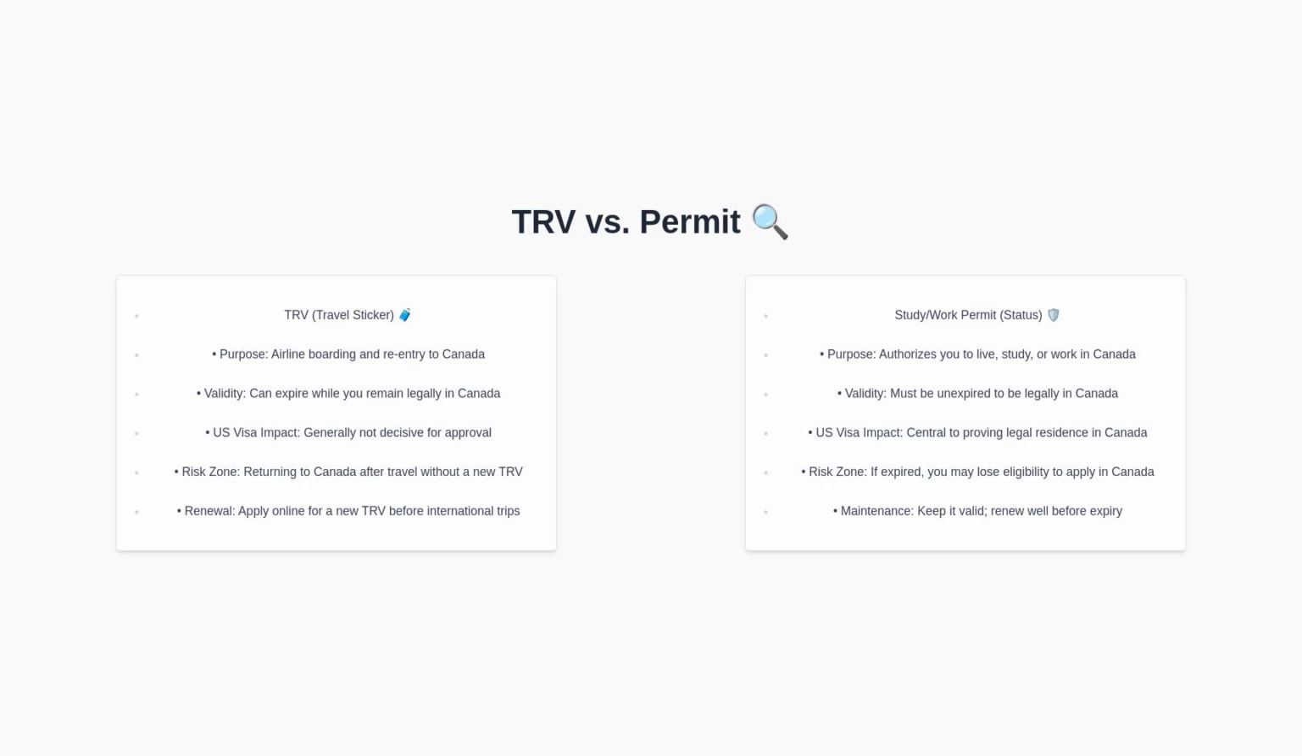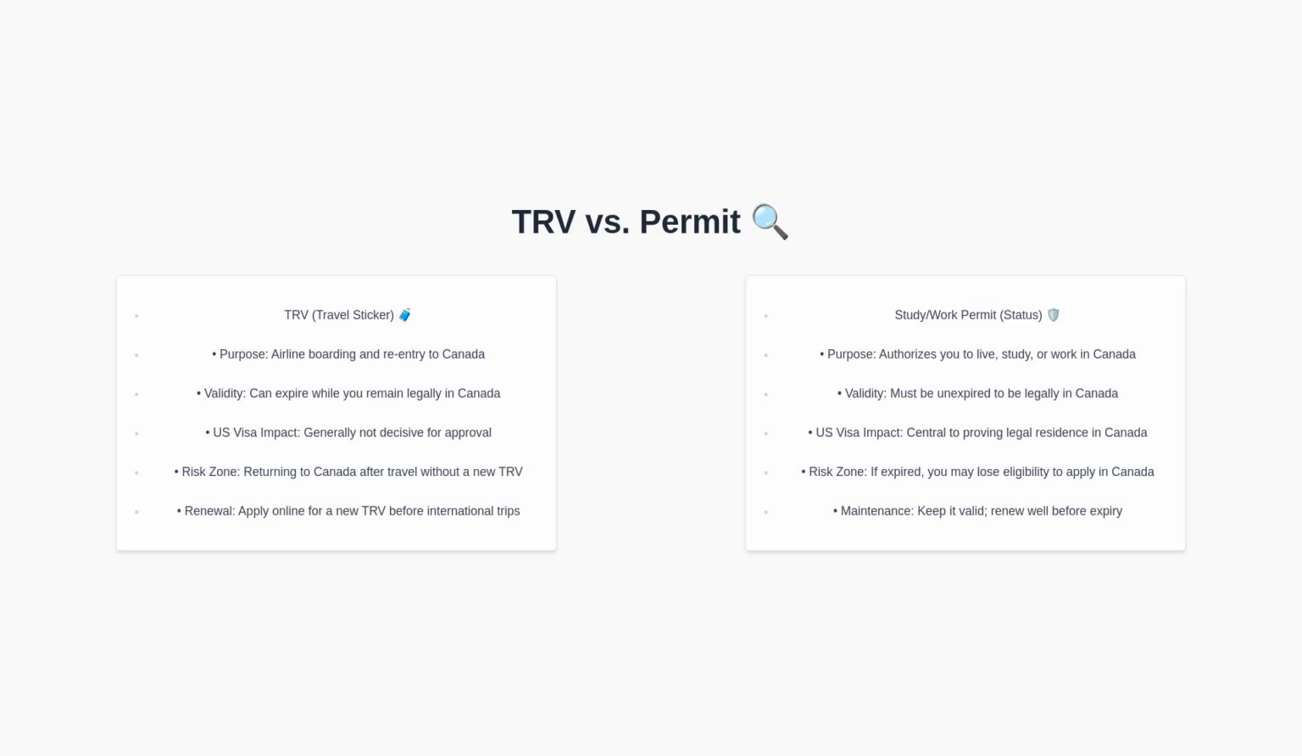The study or work permit, on the other hand, is your legal authorization to be in Canada. It must remain valid to maintain your legal status and eligibility to apply for a U.S. visa from within Canada. If it expires, your legal presence and application eligibility can be compromised.